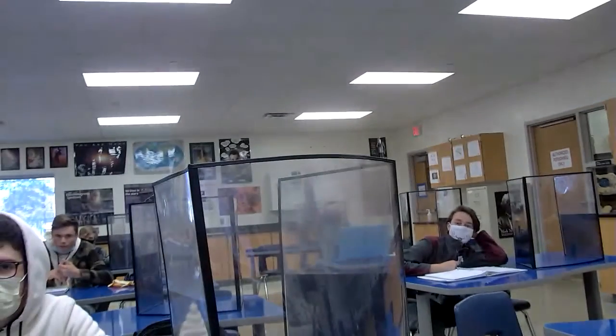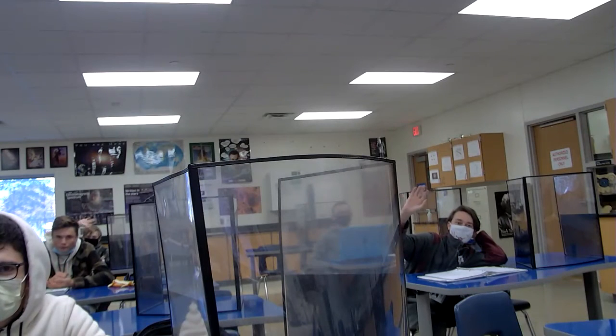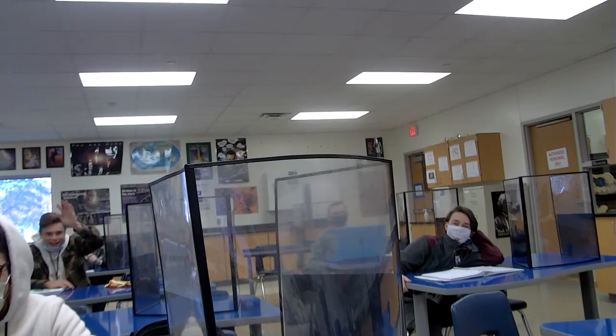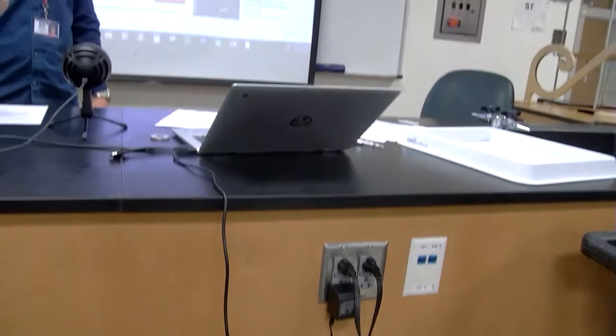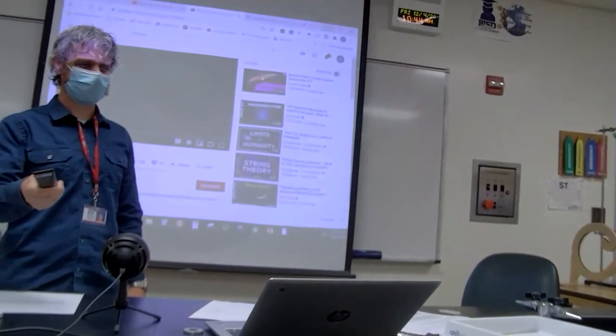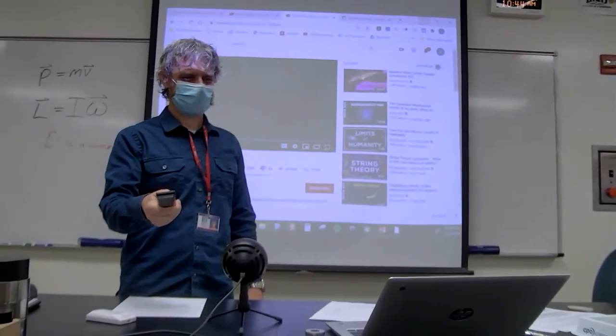Oh, wrong way. Spin! Why is it not spinning? Well, angular momentum. It's because you weren't applying a torque to it. Oh, okay. Conserved value of 0.